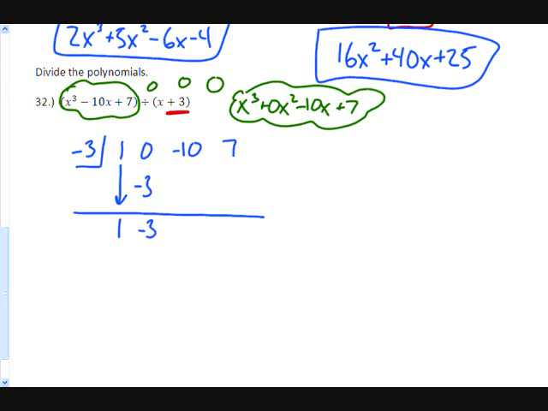Then I multiply negative 3 times negative 3 is a positive 9, and I add straight down, and that's a negative 1. And then I multiply negative 3 times negative 1 is a positive 3, and I add straight down, and that's a 10.